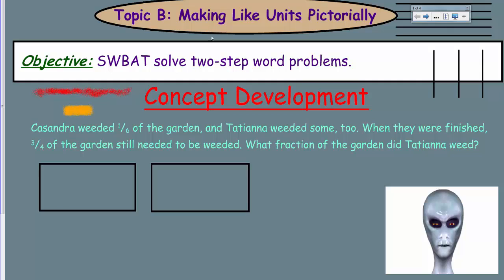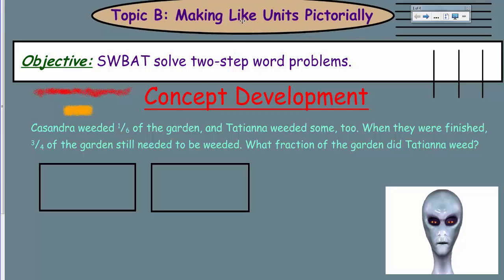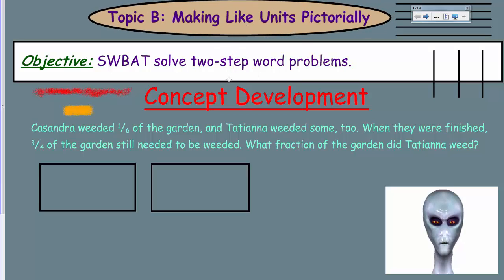We are talking about topic B, making like units pictorially. This is the last lesson on this topic. We will be having a part A and part B. This is part A. So let's go ahead and get started here. First things first, we want to take a look at this problem.